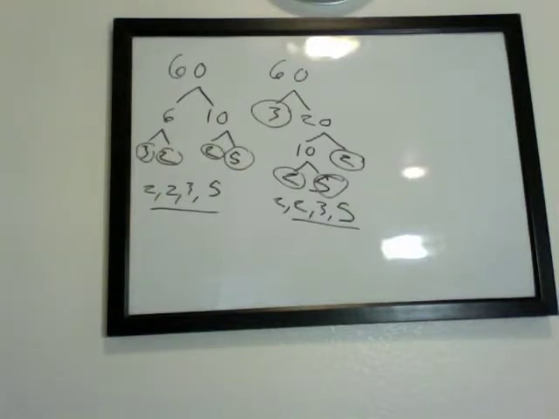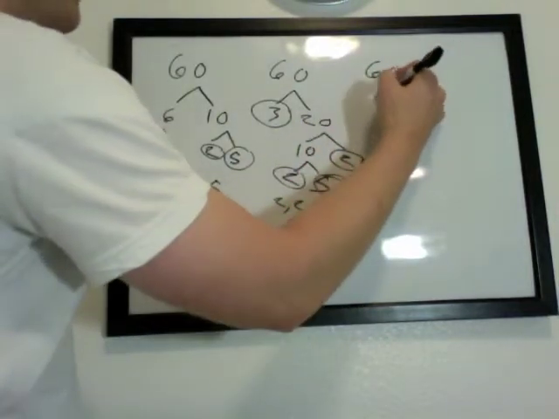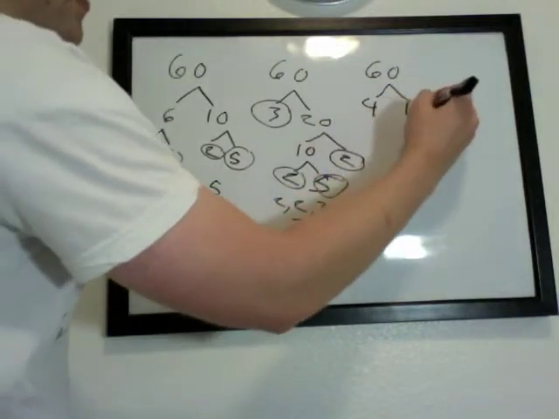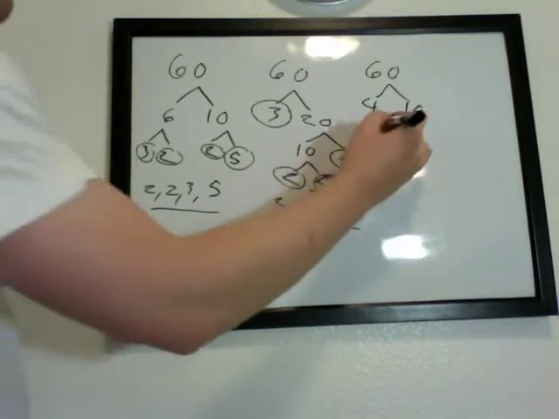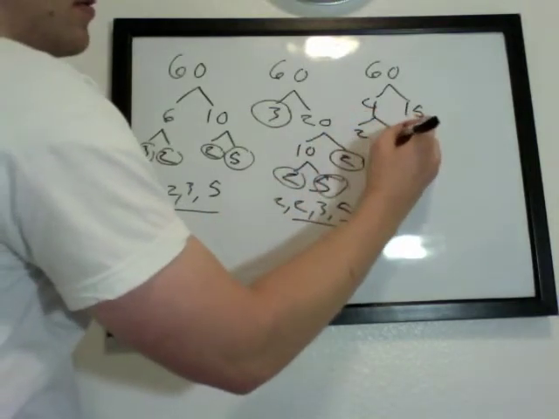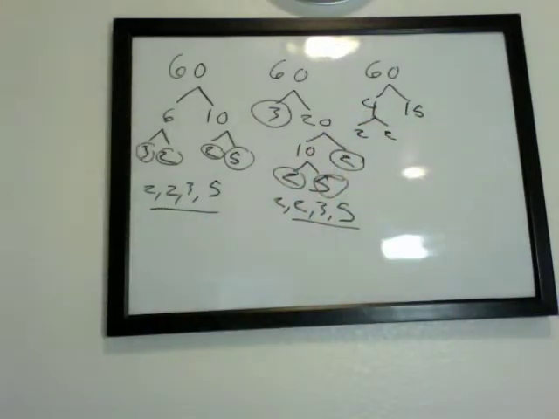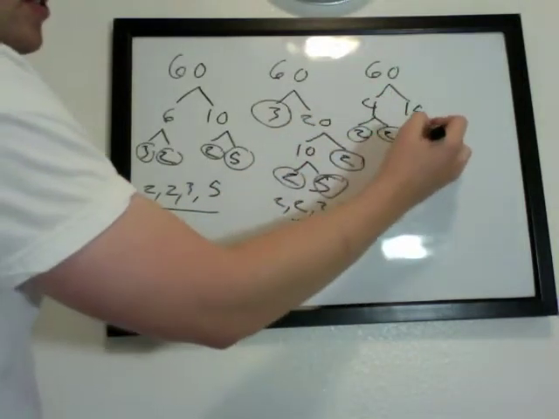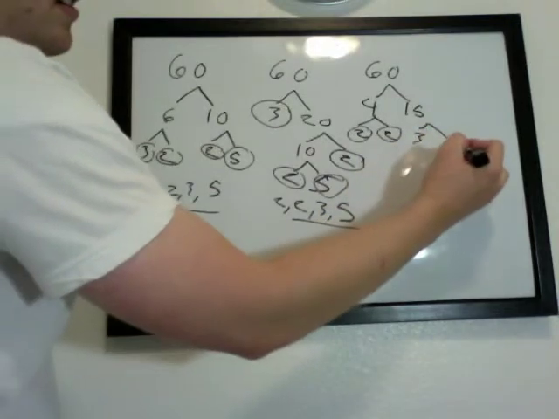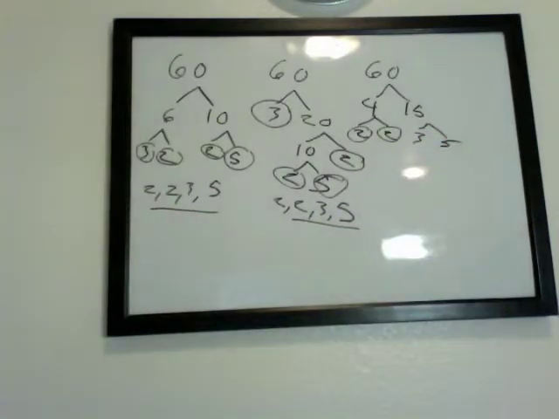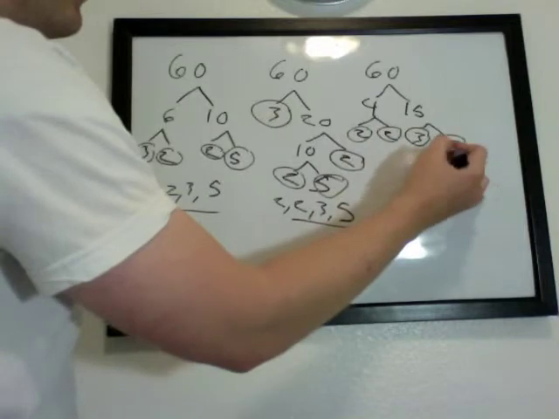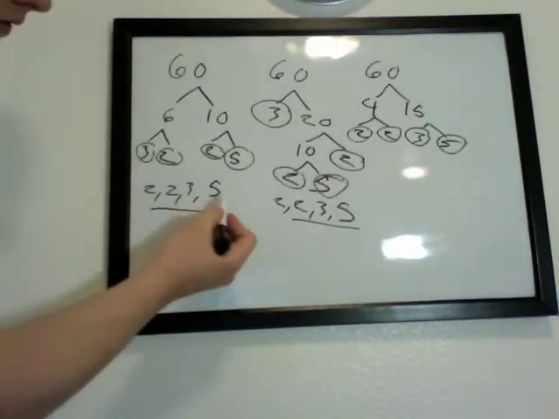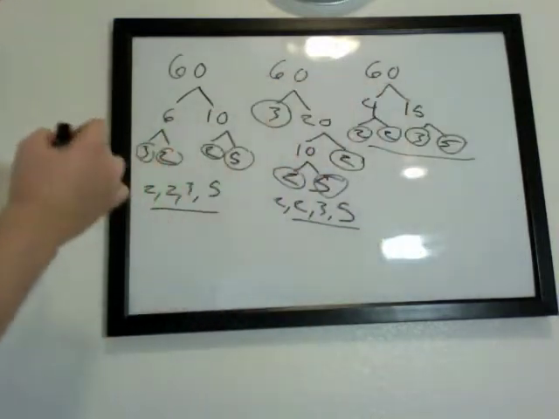So what else can we do 60 into? 4 and 15. Yes. But 4, you can do 2 times 2 is 4, and also 4 can be 1 times 4. So this is not a prime, but these are primes. 15, 3 and 5. So break down everything into primes. You see, 2, 2, 3, 5. 2, 2, 3, 5. It's the same thing.